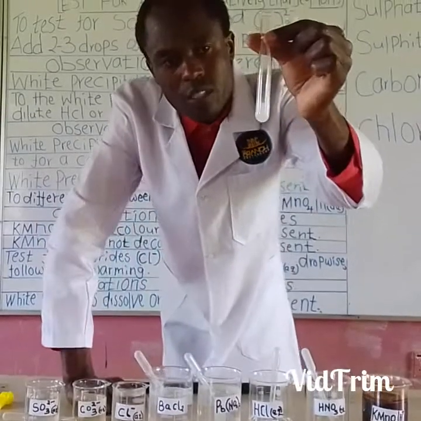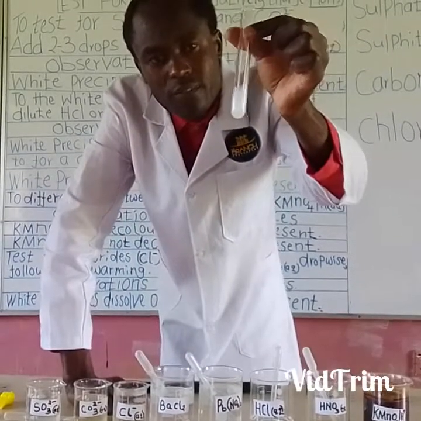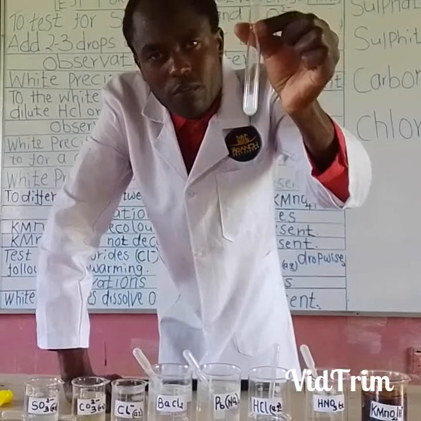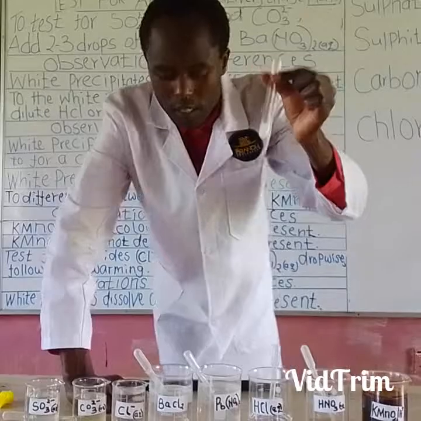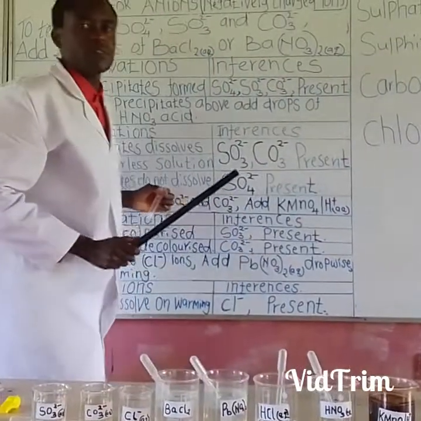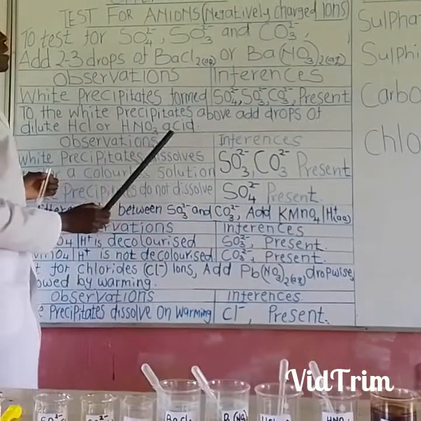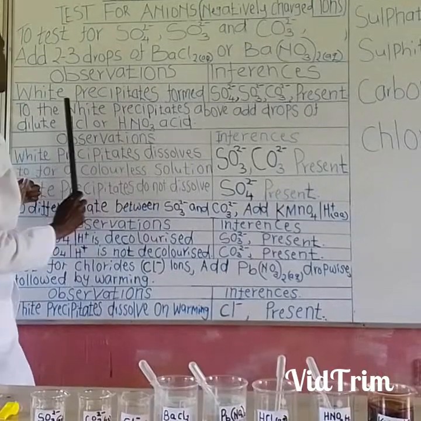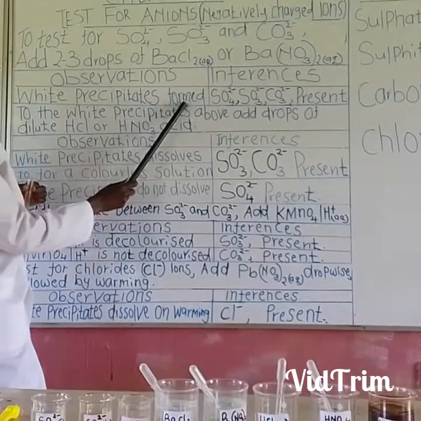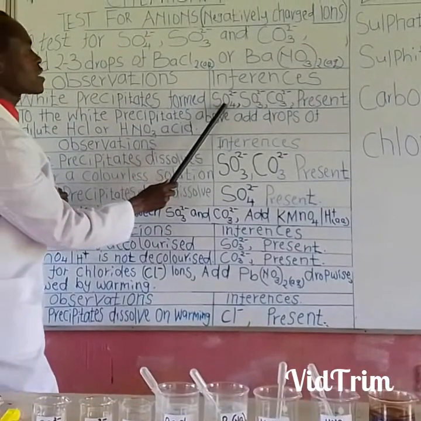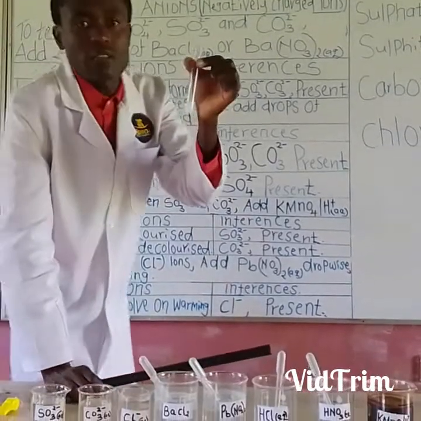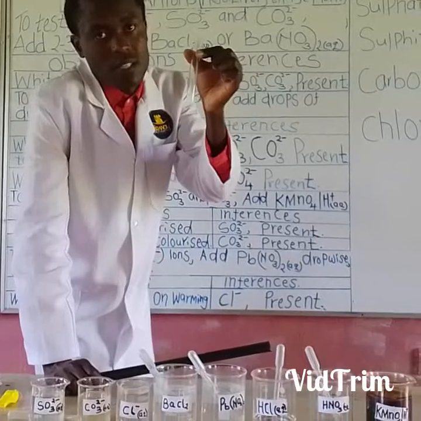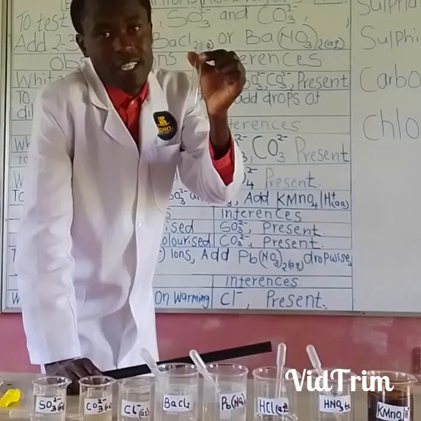What do you observe? What do you see? Formation of white precipitates. Is it okay? So if that's the case, then we suggest that if white precipitate forms, we suggest sulfate, sulfide, carbonate ion present. But we know these are what? Sulfate ions. Is it okay?